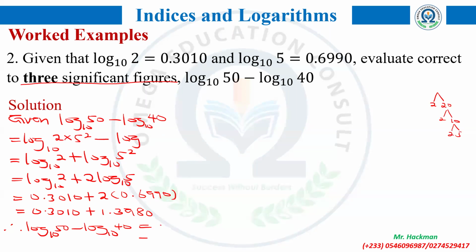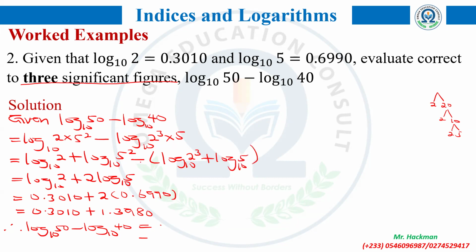Log to the base 10 of 2 cubed, then times 5. Is that clear? Yes, please. Then this will give us minus. This is where you have to be careful. So minus, we are going to get log, because this will give you 2 terms. Log 10 of 2 cubed plus log to the base 10 of 5.